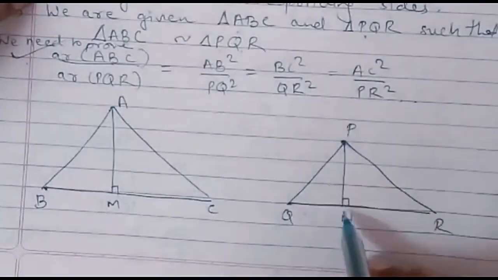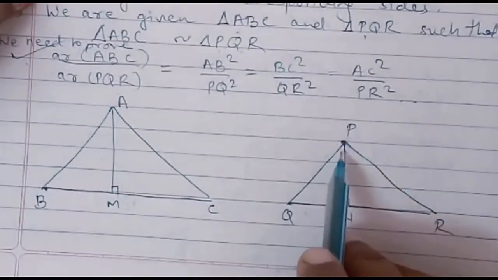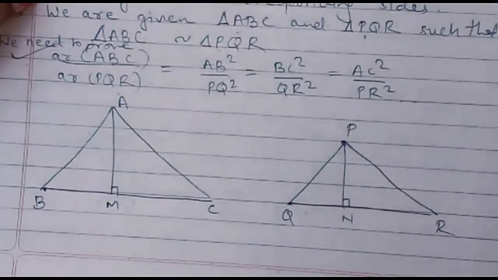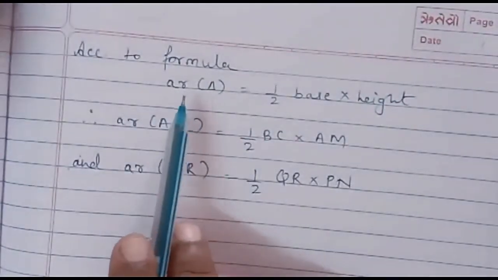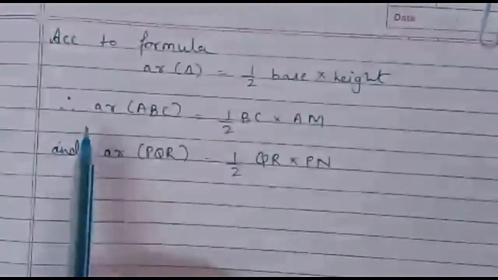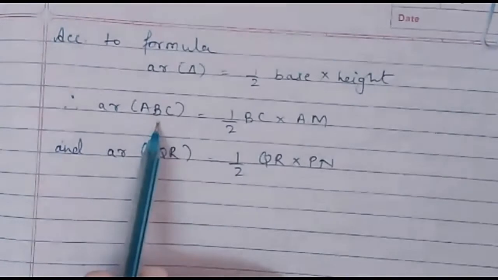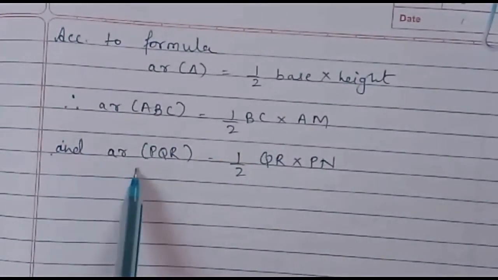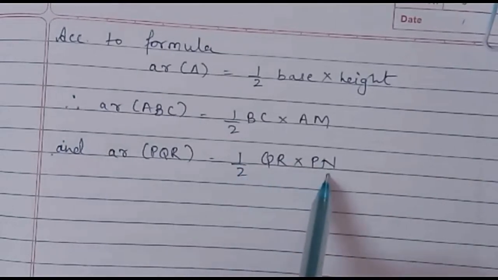Same way, let PN be an altitude from vertex P to the base QR for triangle PQR. According to the formula, the area of a triangle is half into base into height. So the area of triangle ABC will be half into BC into AM. Similarly, the area of triangle PQR will be half into QR into PN.